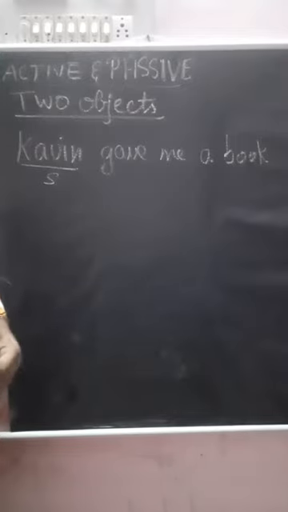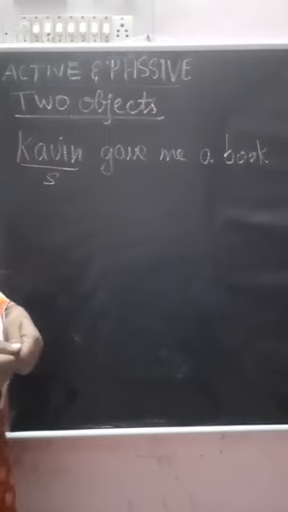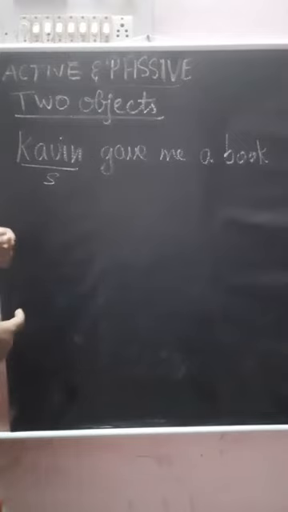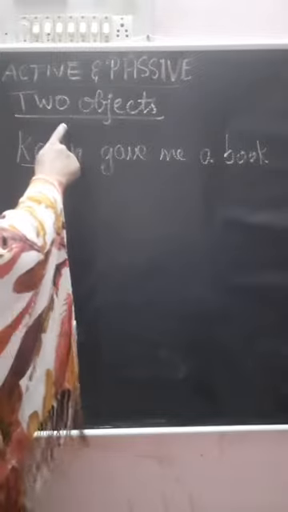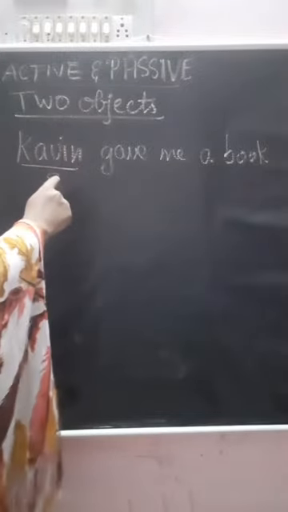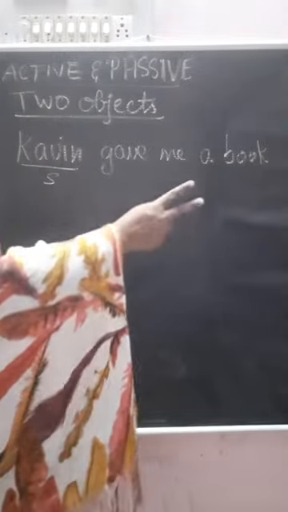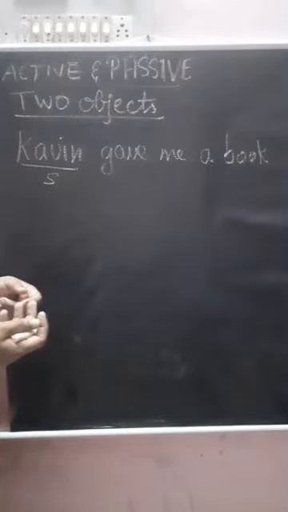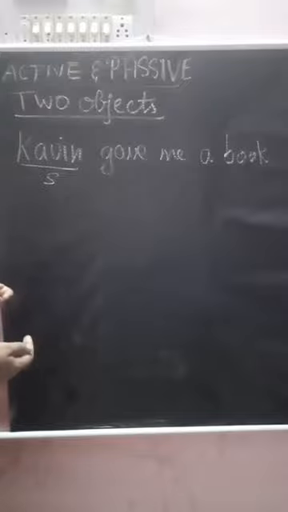Hi children. So we have been seeing active voice and passive voice and different types of sentences involved in the changes. In this video, now we are going to see the other important parts, like two objects in active and passive. When two objects come, how we have to change, or which object we have to select.